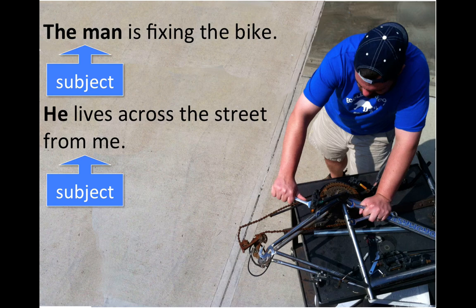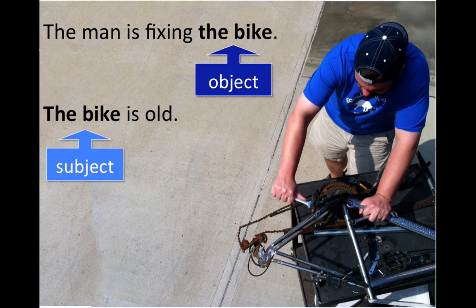But it doesn't have to be this way. We can modify the object of the main clause with a relative clause in which the bike is in the subject position. So in this case, we have two sentences. The man is fixing the bike. The bike is old. How do we make this into a relative clause? Well, we change the bike into which. For objects, we use which or that.